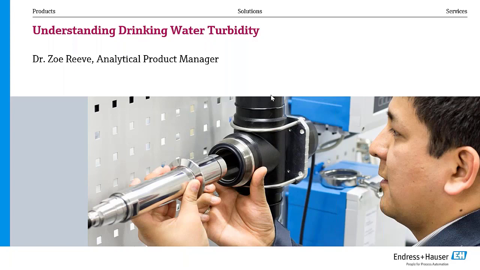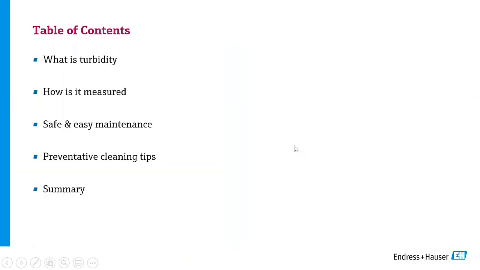So it is just after 1:30. I think we should get started. During today's online seminar, we're going to be talking about what is turbidity and how can we measure it. We're also going to be discussing some easy maintenance tips, and we're also going to be talking about preventative maintenance. And then lastly, we're going to be wrapping up the presentation with a summary of the key topics that we discussed.